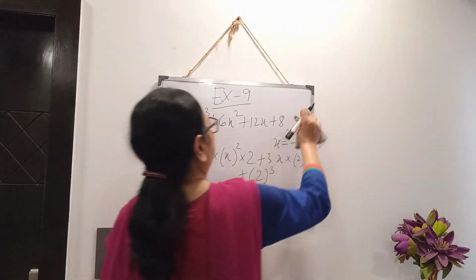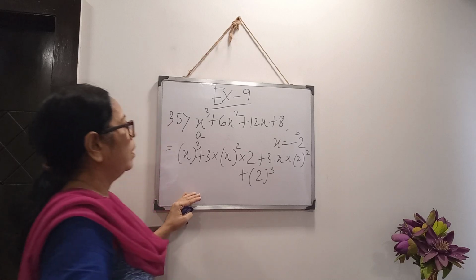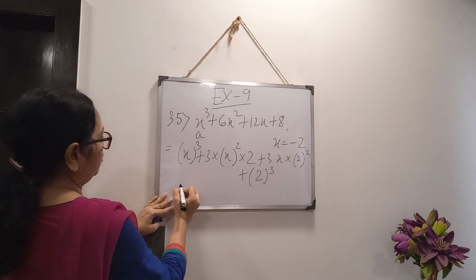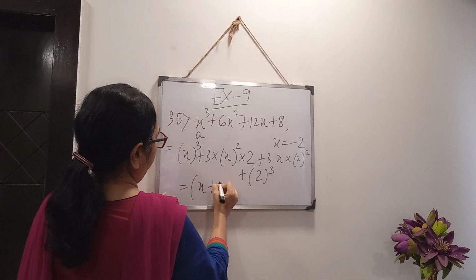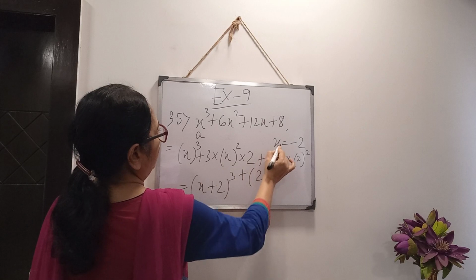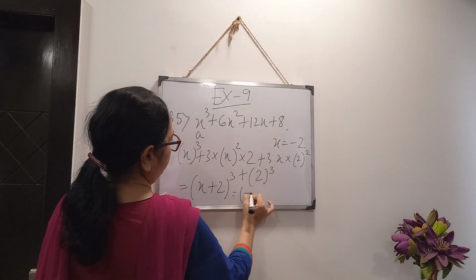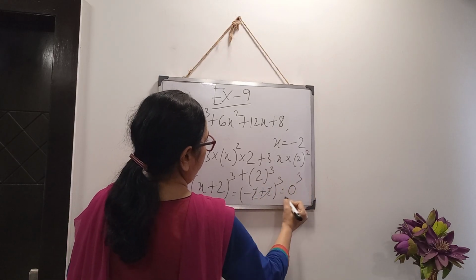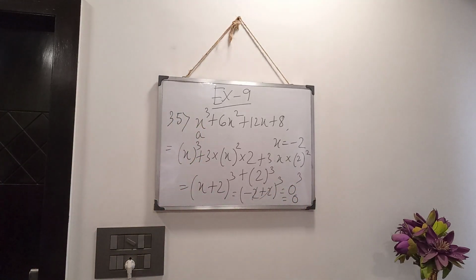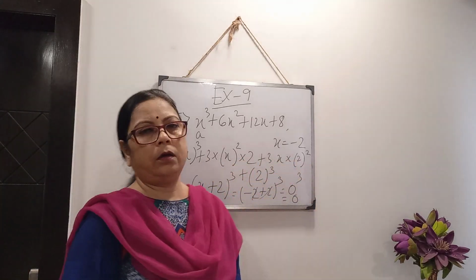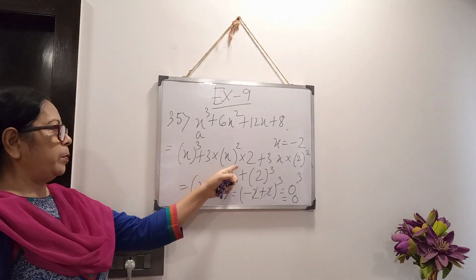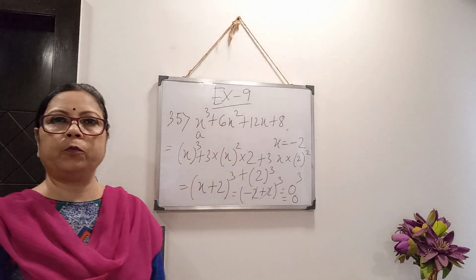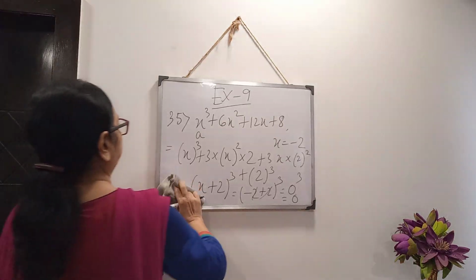Clear? Then directly we can write this expression as, by using the formula, a plus b whole cube. Now the value of x given is minus 2, so minus 2 plus 2 whole cube, 0 cube, means your answer is coming 0. So first you have to write down this step, that means the proper formula of a plus b whole cube. Clear? The next one.